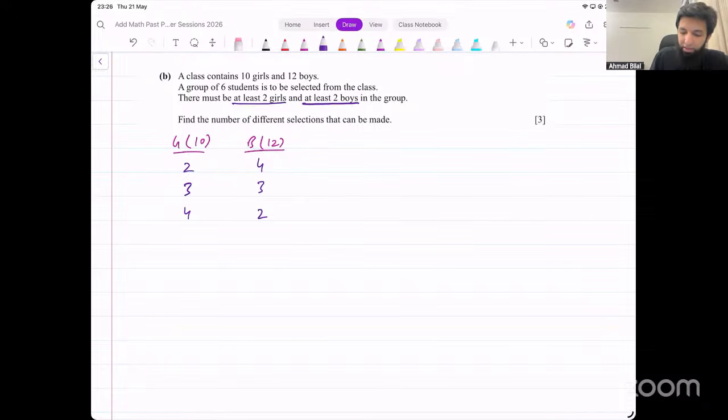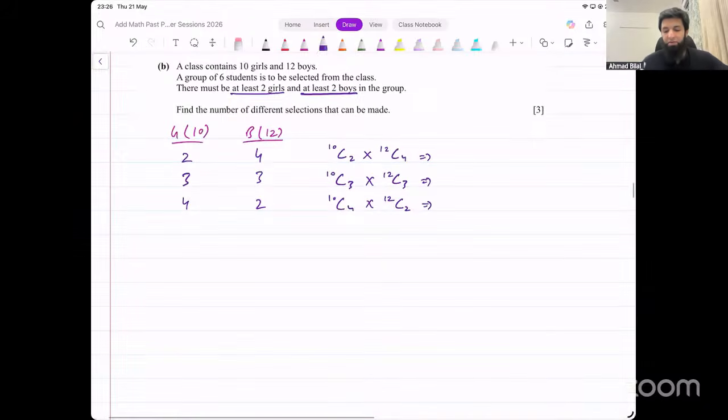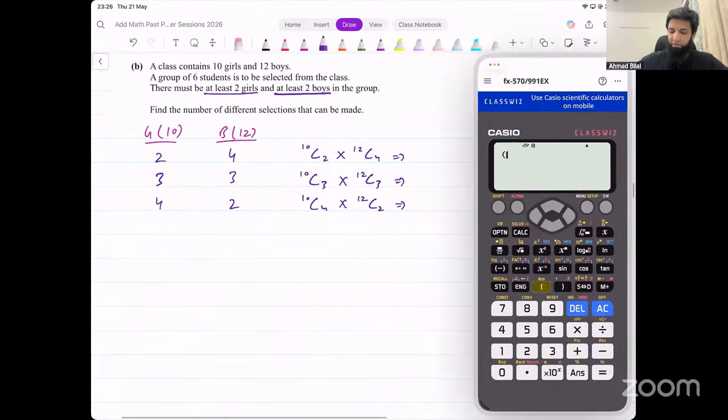So now you say, in the first case, out of 10 girls, you want to select 2, so that's 10C2. And out of 12 boys, you want to select 4, so 10C2 into 12C4, that will give you something. In the second case, 10C3 into 12C3. In the last case, 10C4 into 12C2. And that will give you the result. You can see what this turns out to be. So it's either the first case or the second case or the third case. You add up all the cases at the end, and that will be the final answer. Let's see what we get from this.